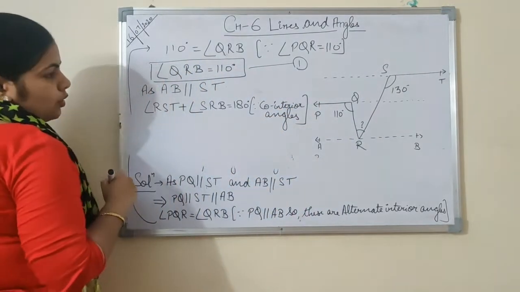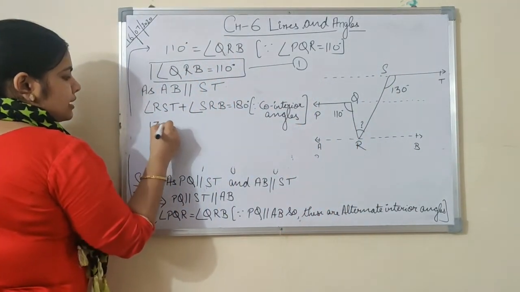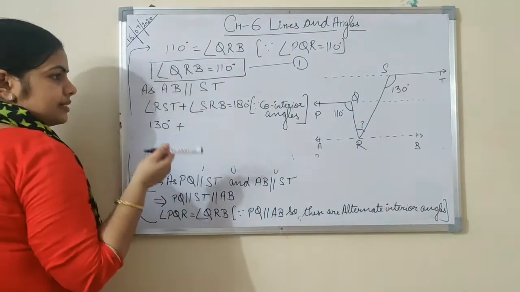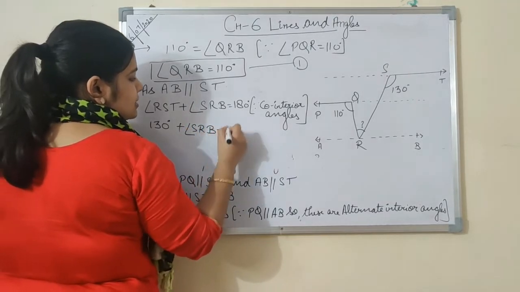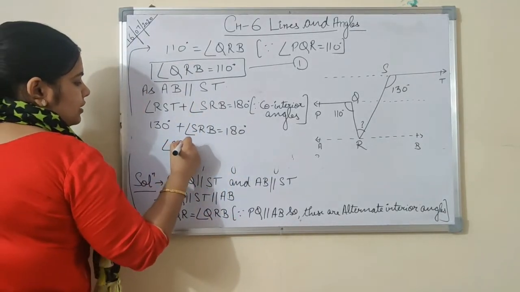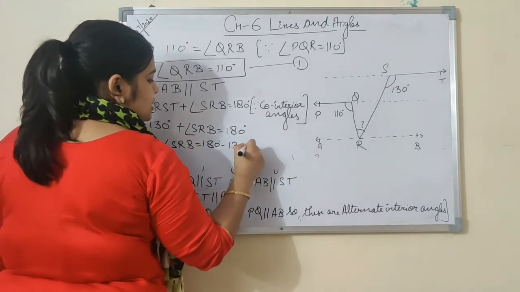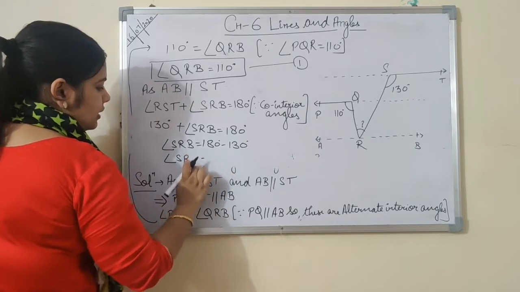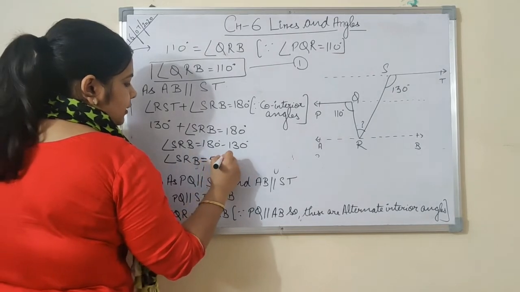Okay. Now, in place of angle RST, what can I write? I can write it as 130 degrees because it is given in the figure and in the question. So, I am writing angle SRB as it is and 180 I am copying as it is. Then, we can find angle SRB from here. So, what will be the answer? Angle SRB is equal to 50 degrees.